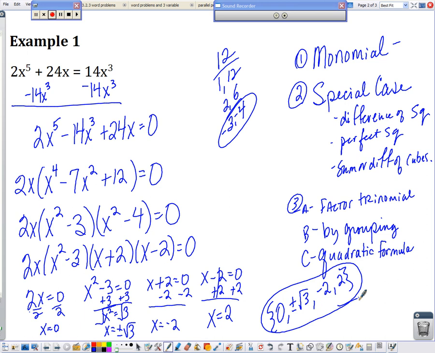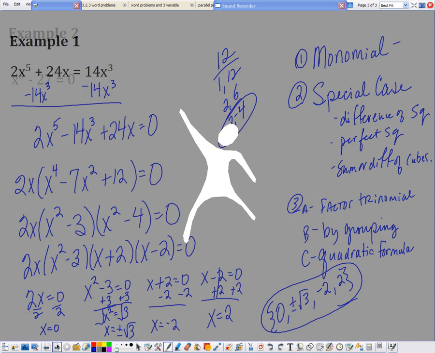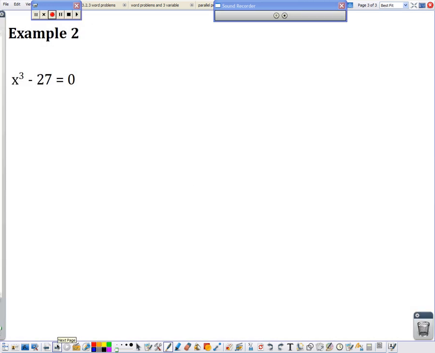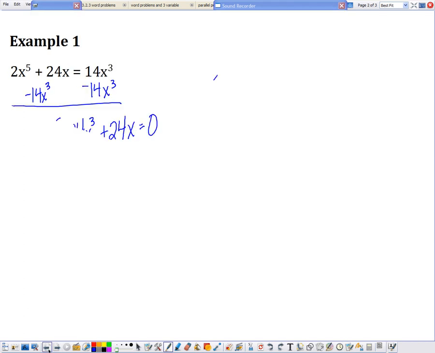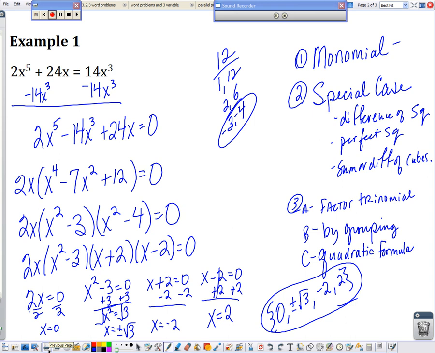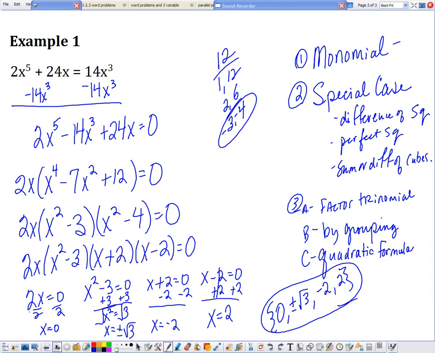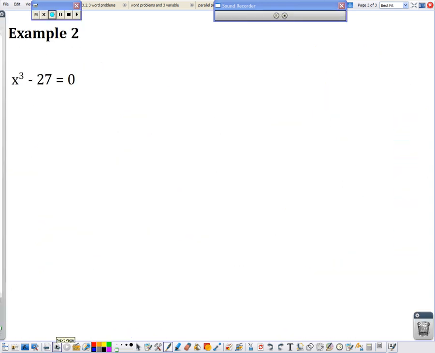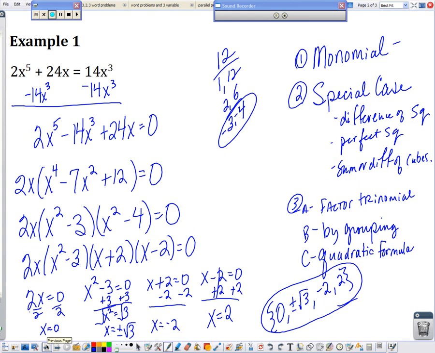Okay, all right, example number 2 is x to the third minus 27 equals 0. Okay, now let's go ahead and take a look at our possibilities. So if we notice, I don't have any monomials. Okay, so here I have an x to the third minus 27. Okay, they have no numbers in common. It's already equal to 0, and 27 doesn't have an x. So then I need to look for my special cases.